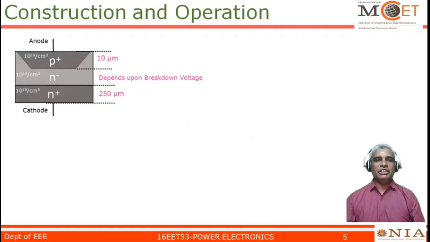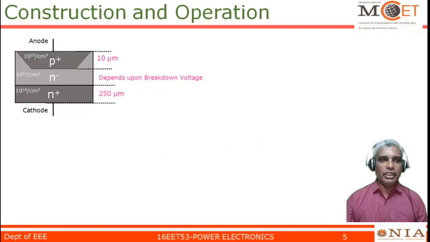If we look at the construction of this power diode, it has two terminals, anode and cathode, and three layers: a P plus layer, an N minus layer, and an N plus layer. The plus indicates that it is heavily doped, and N minus indicates that it is lightly doped. Doping means adding impurity to the power semiconductor device.